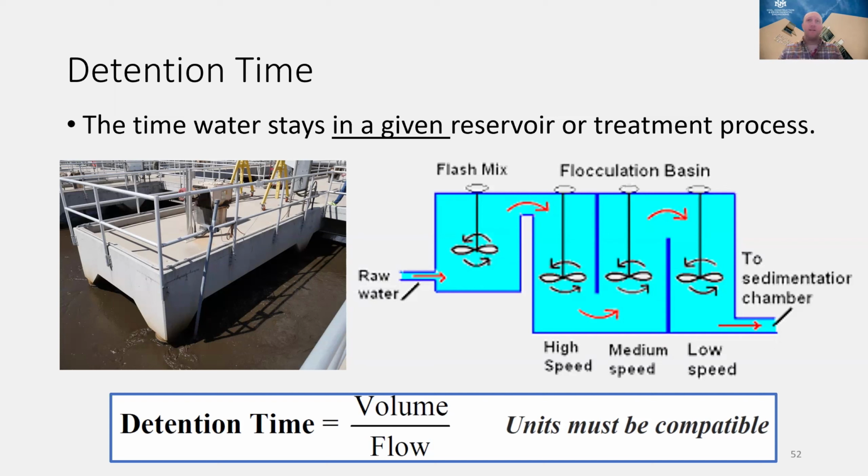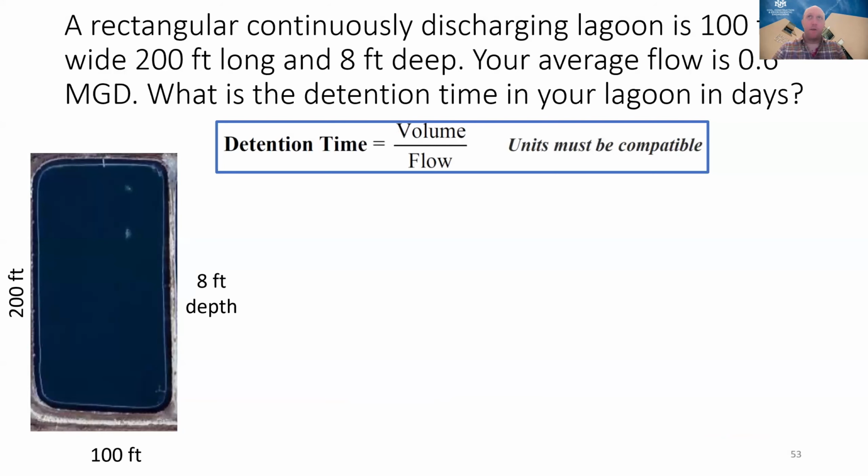So detention time is related to volume and flow, and that's literally what it is. It's the volume divided by the flow. This formula down here at the bottom of the screen is directly copied and pasted from the ABC formula sheet. And that's how we calculate these. I'm going to do an example right here. You would use this in a plant a lot of times, but even for a lagoon, you would want to figure this out. How long is your water in your lagoon before it's being discharged?